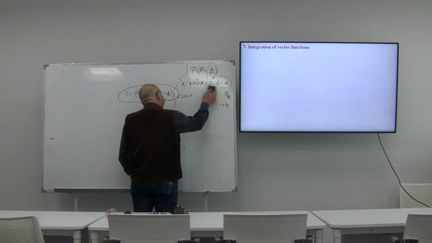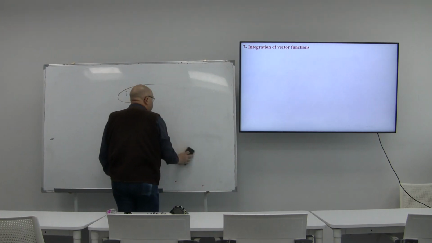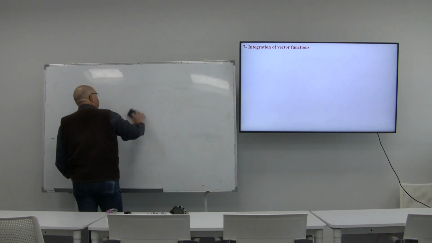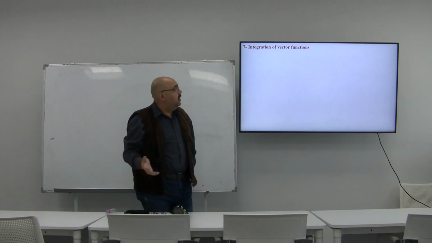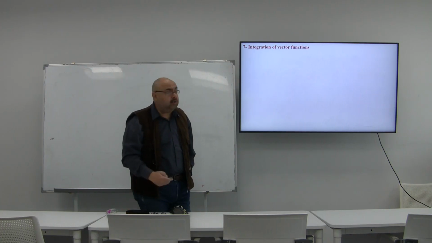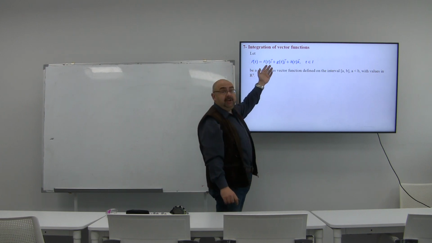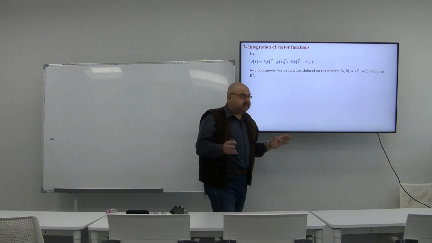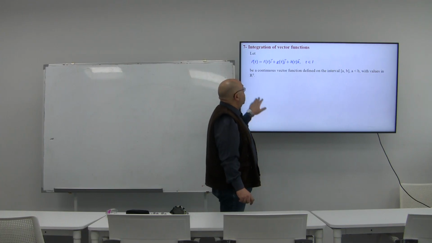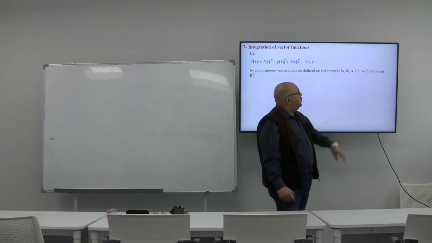The integration of a vector function follows exactly the same rules as the differentiation of a vector function. All I have to do is integrate the various parts of this function. So r of t equals f of t in the direction of i, g of t in the direction of j, and h of t in the direction of k, where t belongs to I. This is the definition of this vector function, and it is continuous on the interval a and b, where b is greater than a.